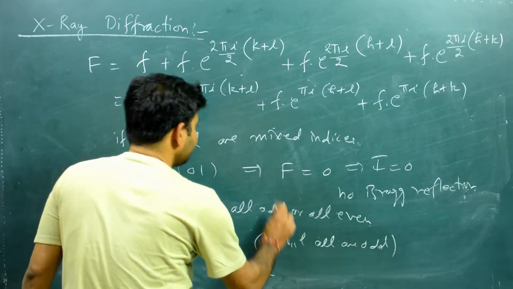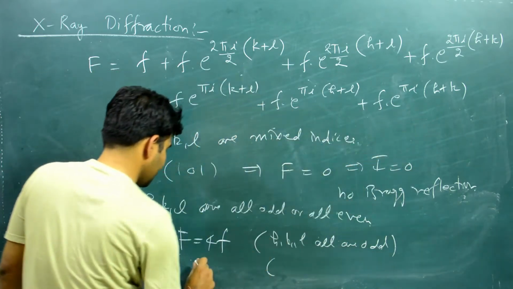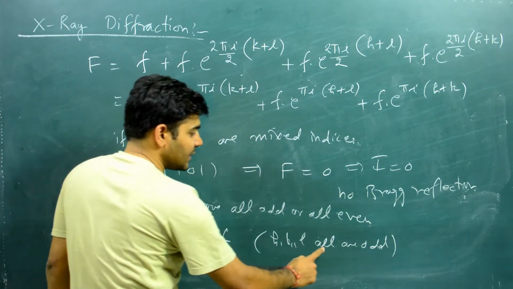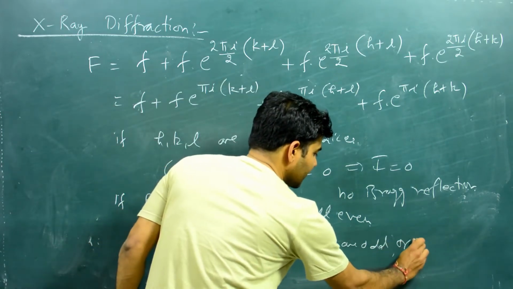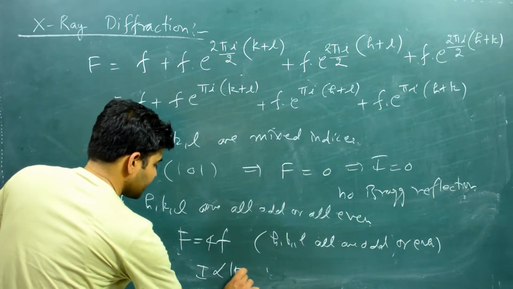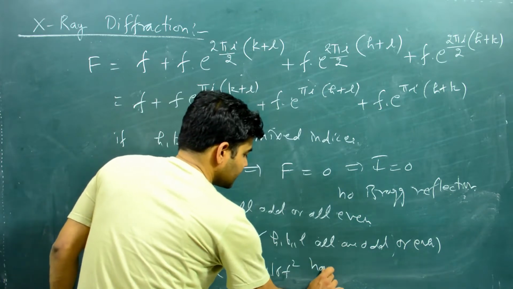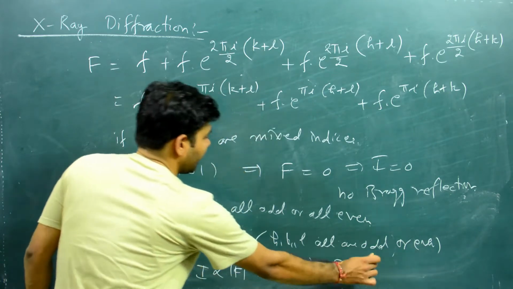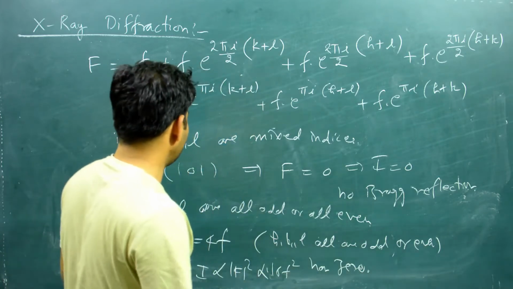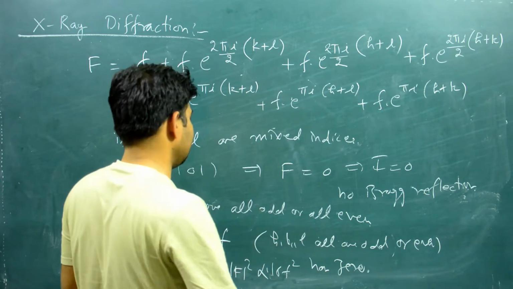If they are all even, then even plus even is again even, so we get the same thing, 4F. So when h, k, l are all odd or all even, the intensity is proportional to modulus F squared, which is proportional to 16F squared, non-zero. So we'll get Bragg reflection. All those values of hkl for which these conditions are satisfied will get Bragg reflection in case of FCC.